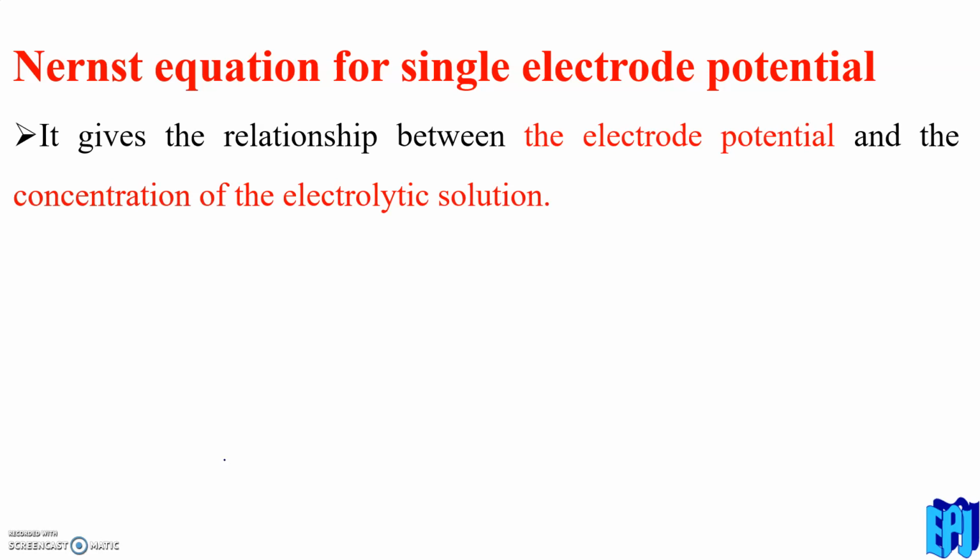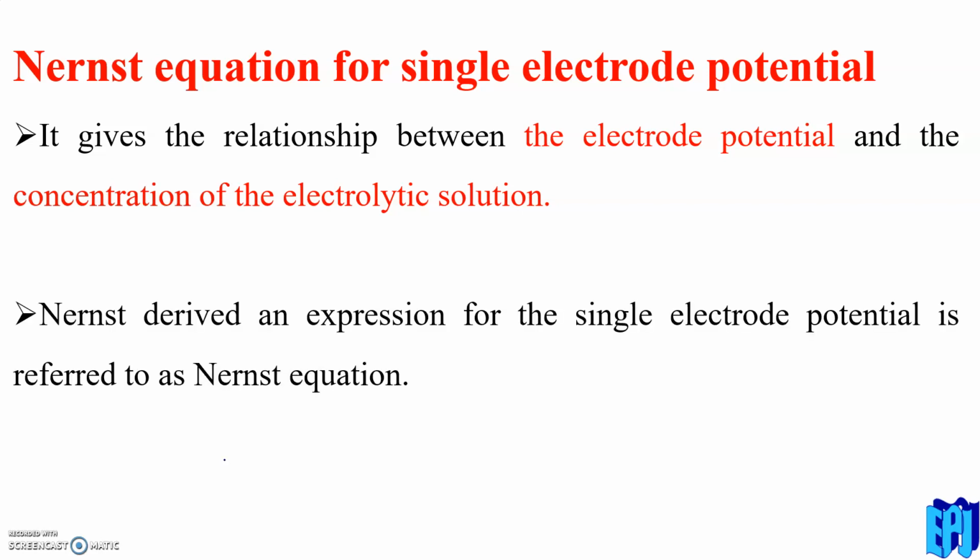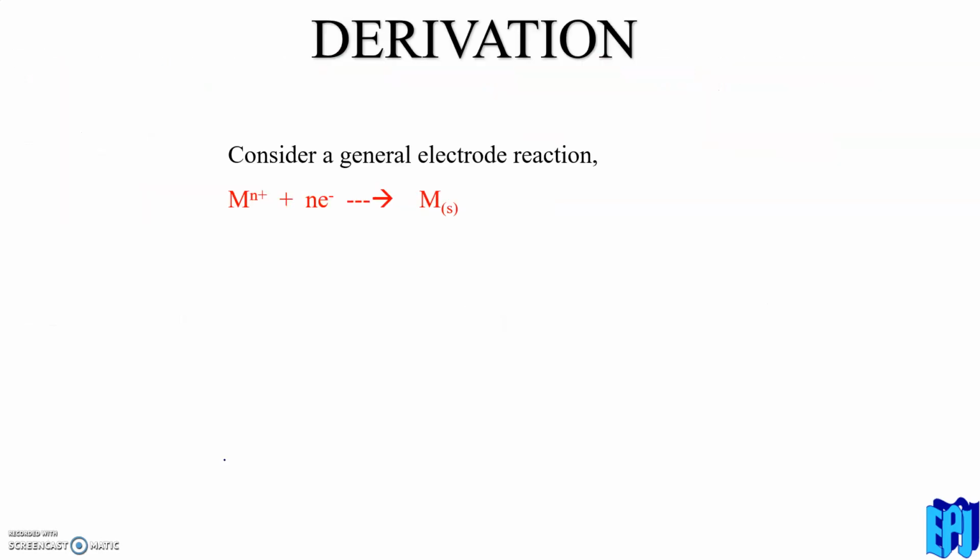So, by definition, the Nernst equation is the relationship between electrode potential and the concentration of the electrolytic solution. First of all, he derived this Nernst equation, or the expression, for single electrode potential, and that equation is mainly considered as the Nernst equation. Let us first move to the derivation part.